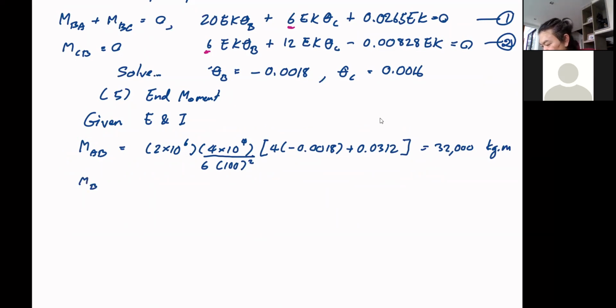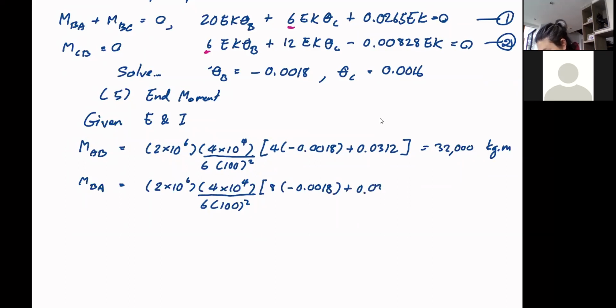MBA. Here again, it's E, I. And then 6 and then 100 squared. And eight. And this is minus 0.0018. Plus the number in that is 0.0348. That is about 27,200 kilogram meter.